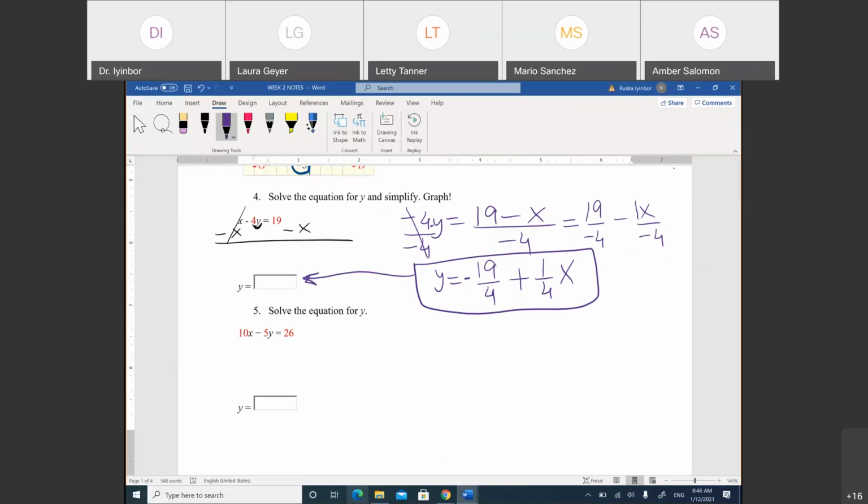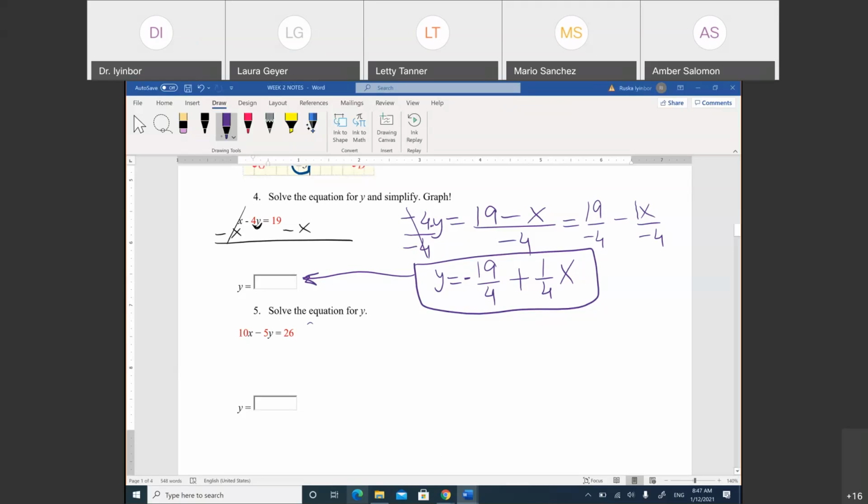Yes, we're going to do one more time right now. The next one is the same way, so we're going to do it one more time. So how do you do that? You want to get y by itself. So I'm going to go to the next one. Number 5 is the same way. So we have 10x minus 5y equals 26.